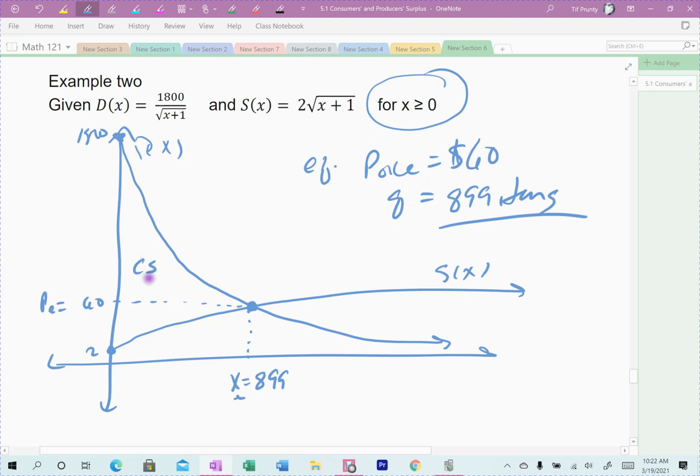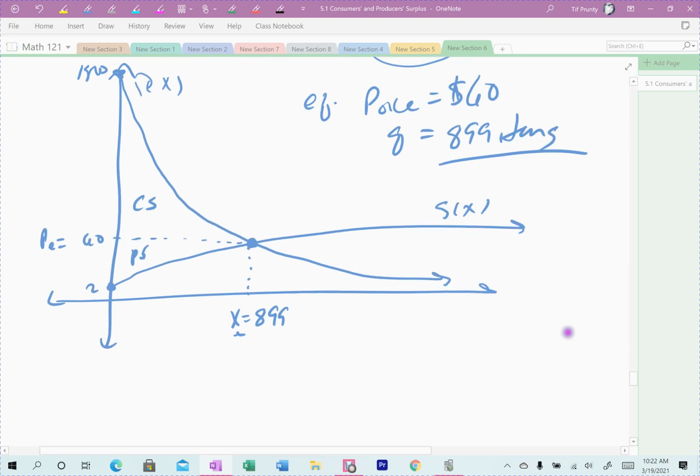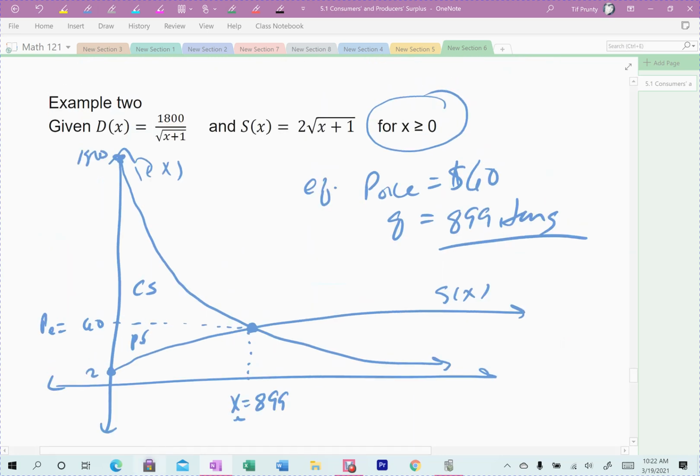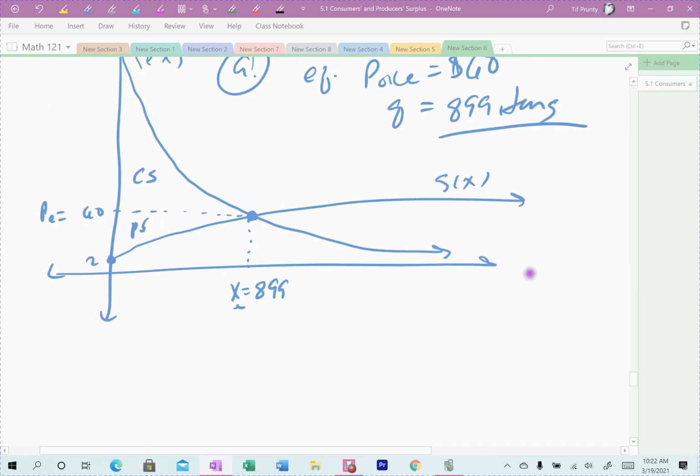So this is consumer surplus, this is producer surplus. Consumer surplus actually is going to be fairly large just looking at the picture. Producer surplus is going to be very small compared to the consumers, whatever this particular item is. Alright, so there's A. Now B, actually finding them.